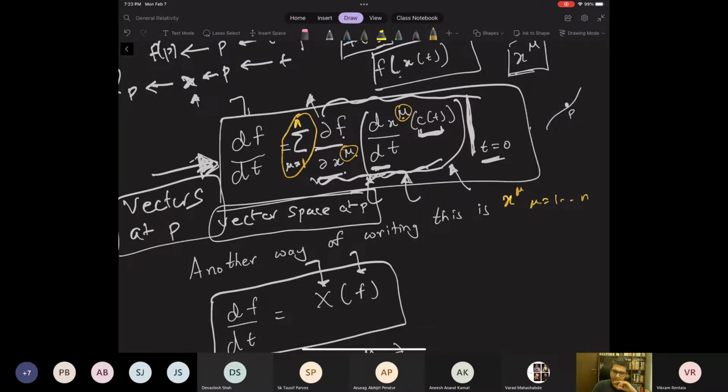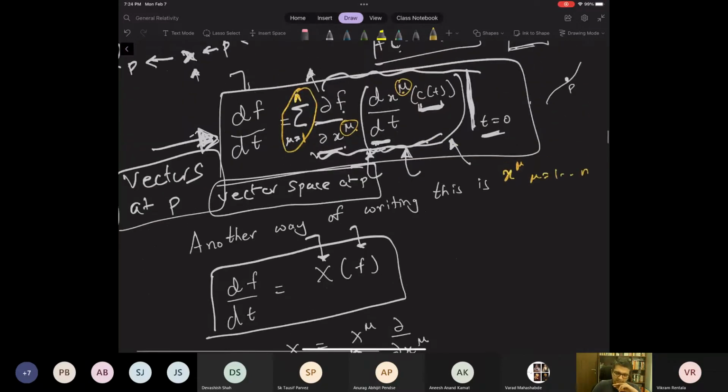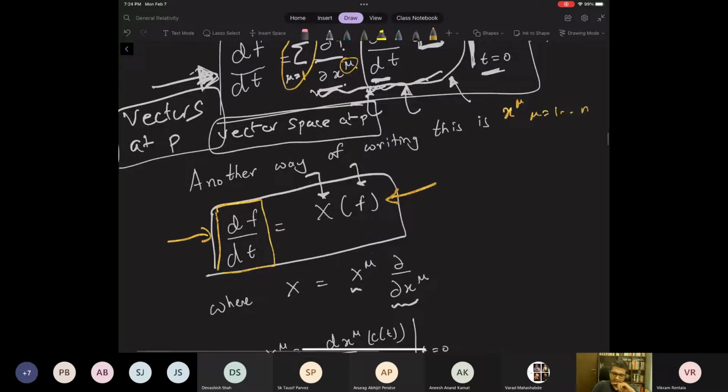Now we can write this df dt. Remember that this left hand side, df dt, exists independently of what coordinate system you choose to write it in. It is some operator acting on the function f. What is this operator? We can write it as x mu times partial partial x mu. This is in a coordinate representation.